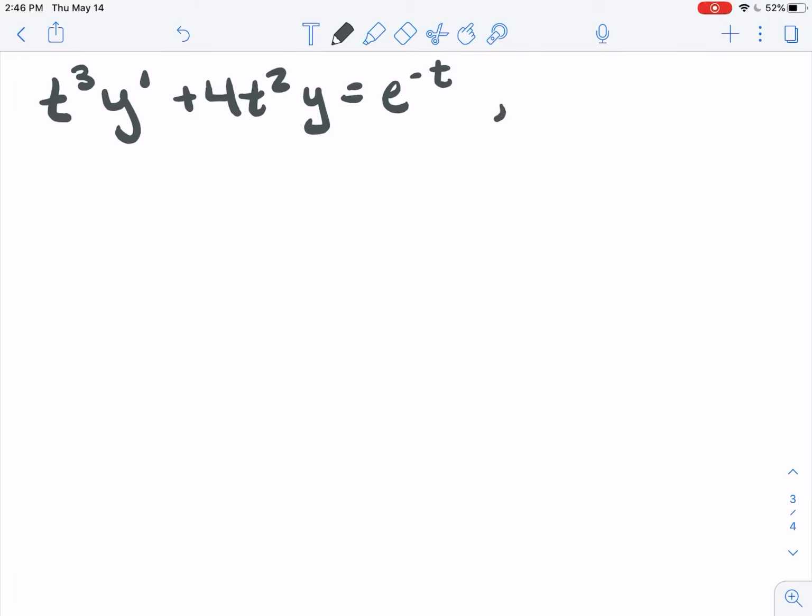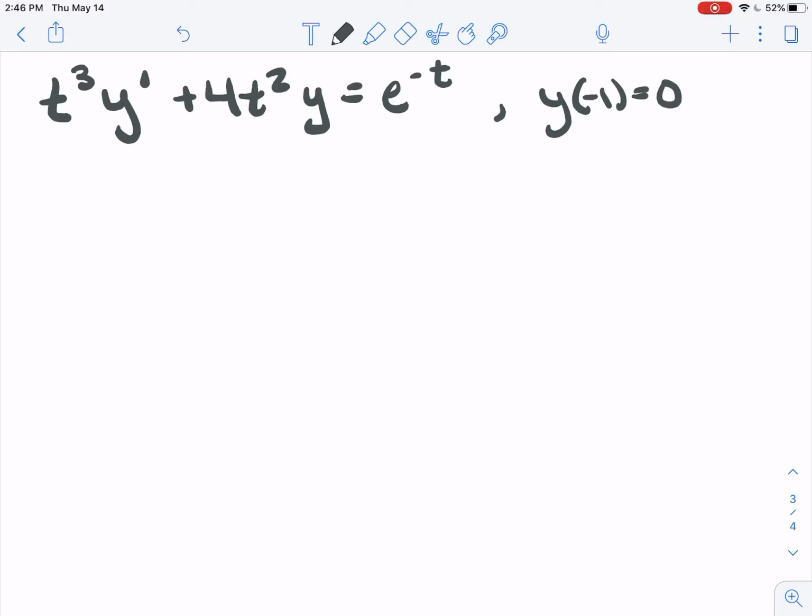Go ahead and do a second example of the method of integrating factors. We're going to do t cubed y prime plus 4t squared y equals e to the minus t. And let's make this one an initial value problem. So y of minus 1 equals 0.